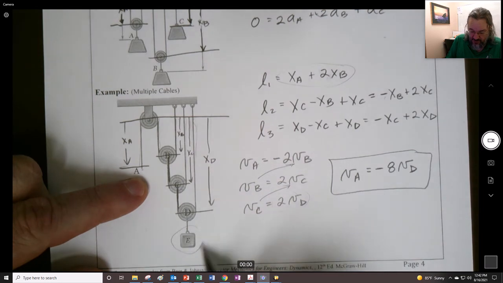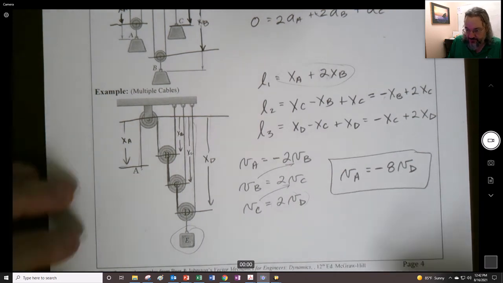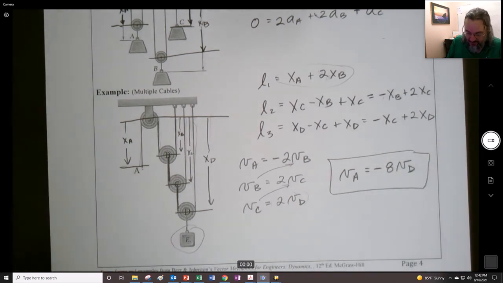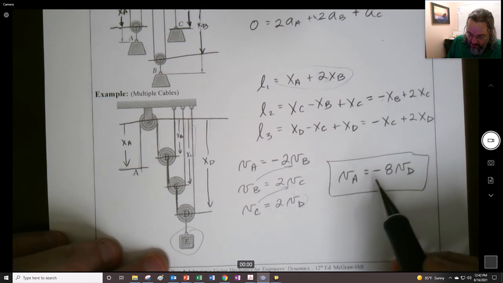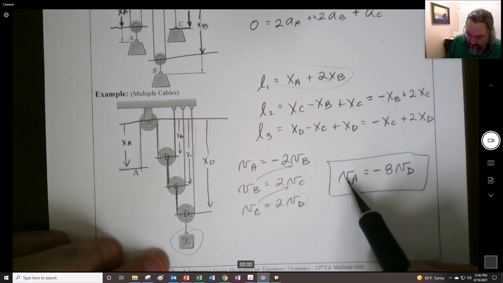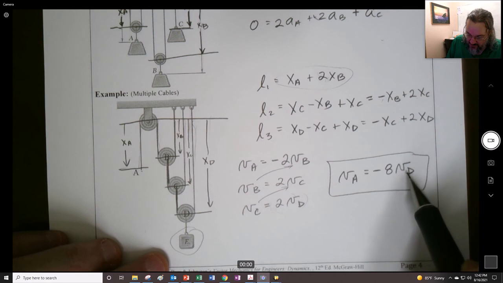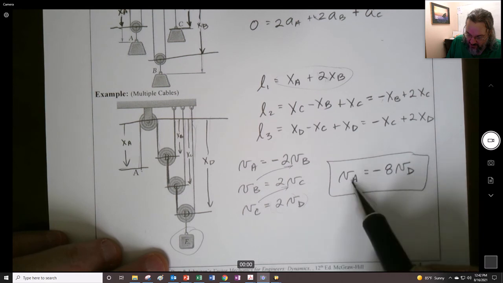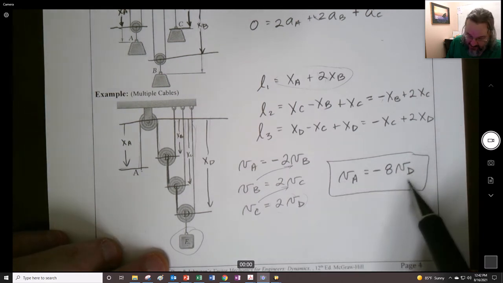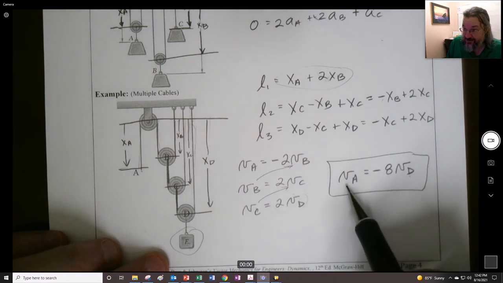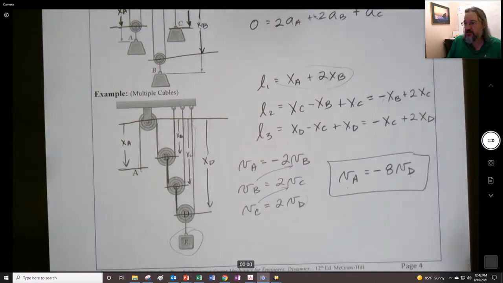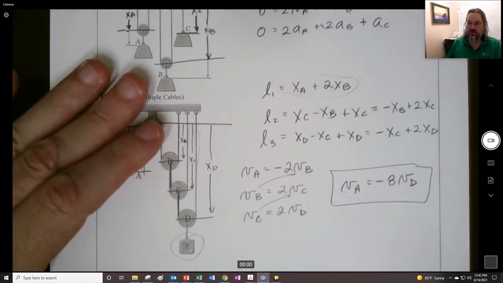And by the way, they might have asked for E, but we know that VD and VE are equal to each other. So we could just substitute that in there. But we know that A is going to have to move a lot faster than D, like 8 times. Or we could say that VD is moving 1/8 of the speed of VA, right? So these are dependent motion problems.